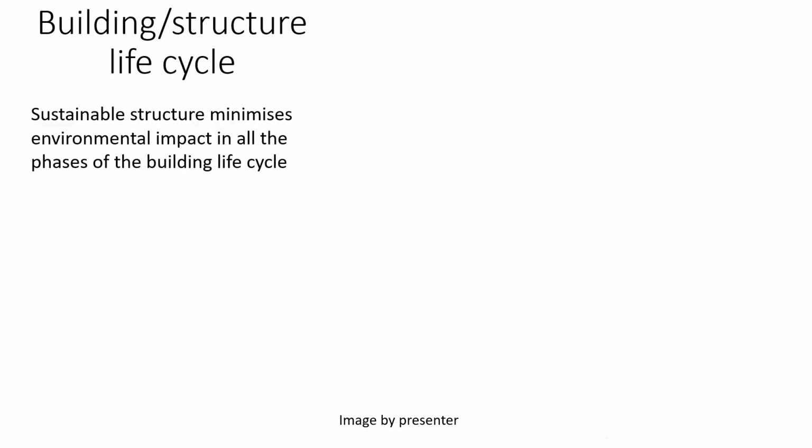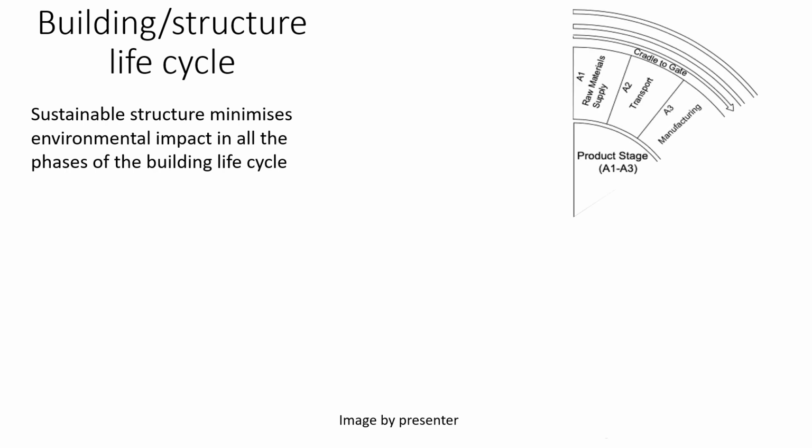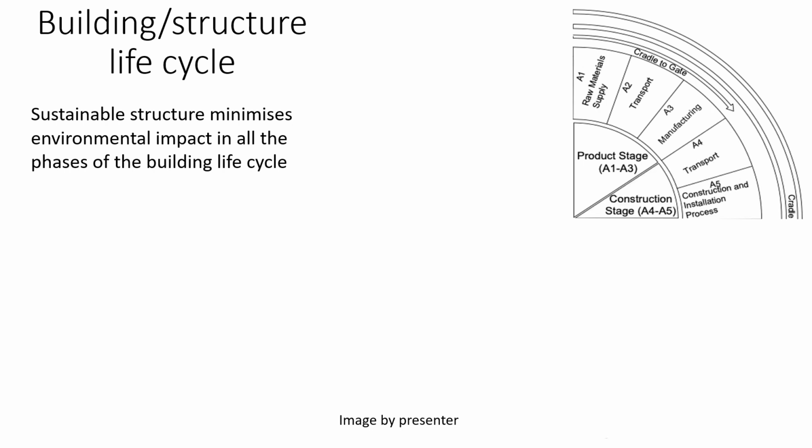Now, sustainable structures minimize environmental impact in all the phases of building life cycle. Let's have a look at the life cycle. The first is product stage, where the raw materials are acquired and transported to the factory site where the product is manufactured. The next is construction stage. Then that product from the factory is transported to the construction site where it is used.